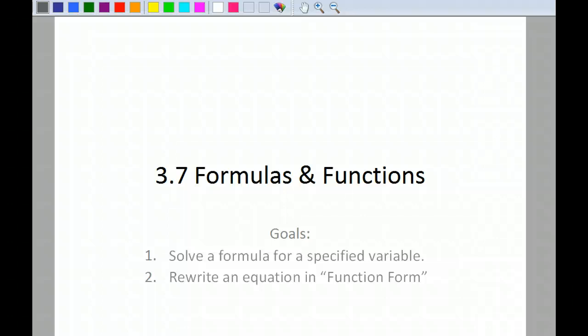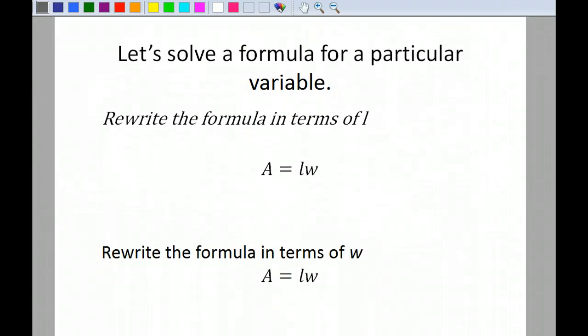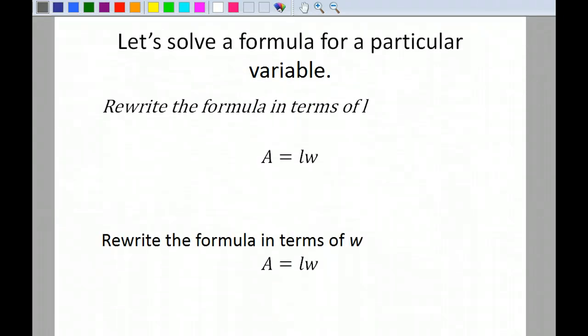Okay, this is lesson 3.7, Formulas and Functions. When we finish, I want you to be able to solve a formula for a specified variable. I also want you to be able to write an equation in function form. So to start, let's solve a formula for a particular variable.